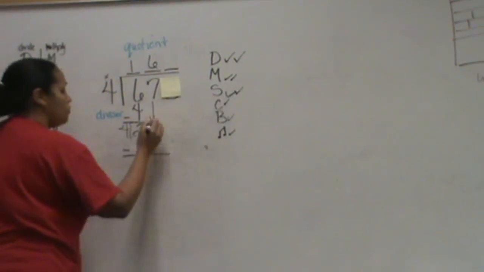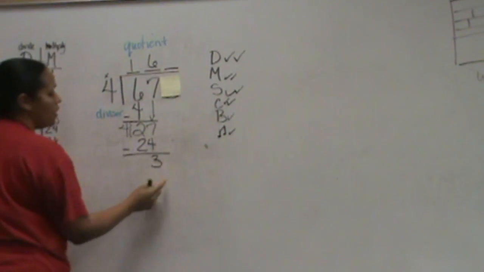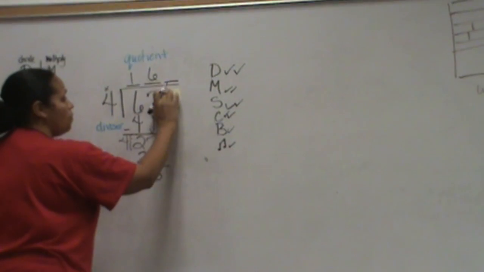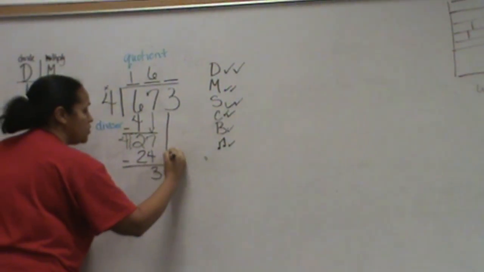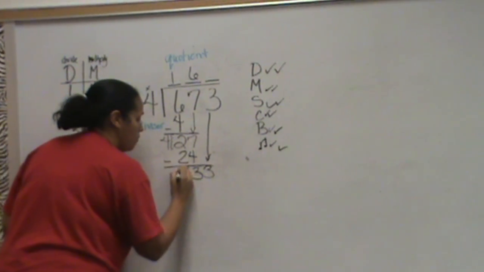I subtract 27 minus 24, and I get 3. I check. Is 3 smaller than my divisor 4? Yes, so far so good. Then I bring down my next number, which is 3. And then I do it all over again.